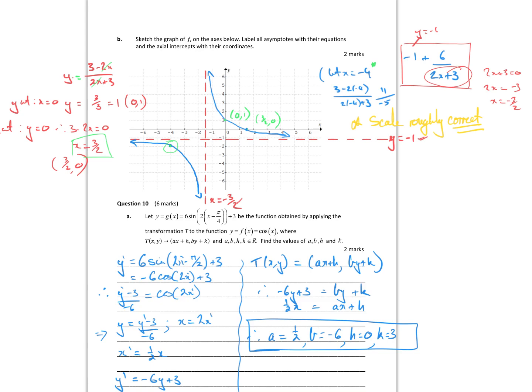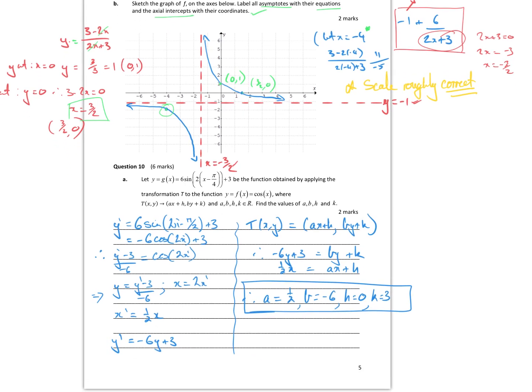So let's check, sketch the graph, label all the asymptotes with their equations. We did that. Axis intercepts with their coordinates, we've done that. Okay, problem done.